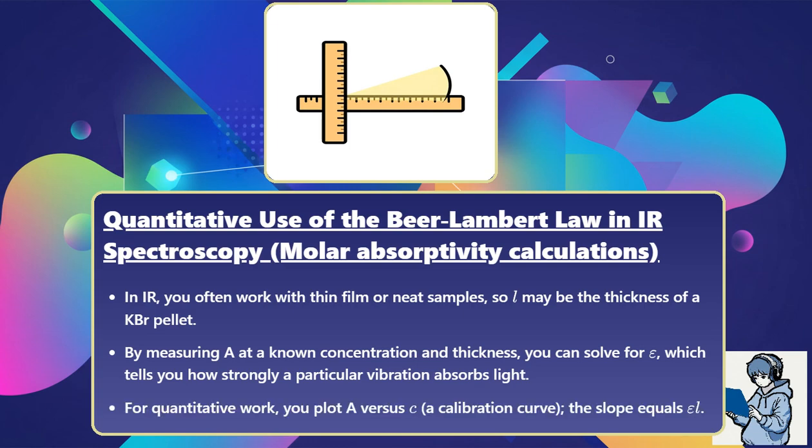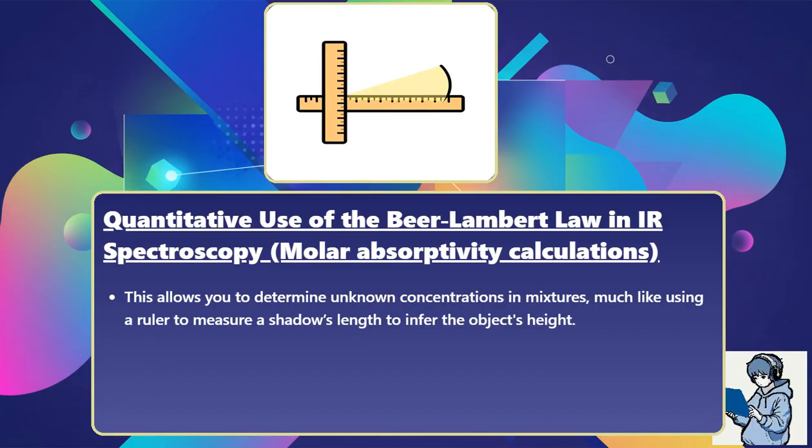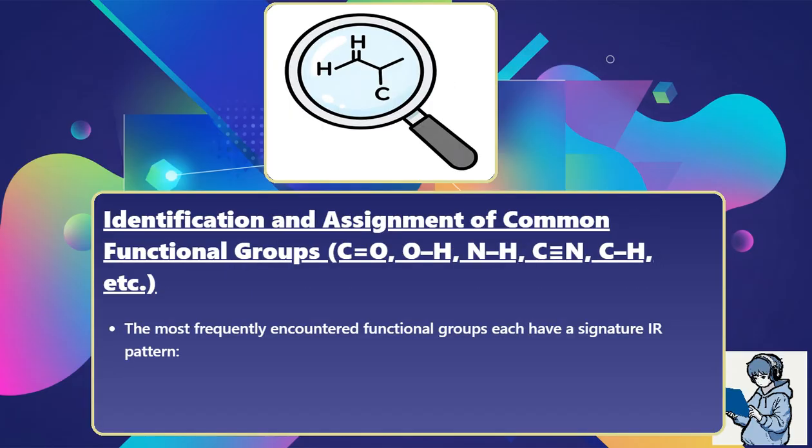For quantitative work, you plot A versus C, a calibration curve. The slope equals ε. This allows you to determine unknown concentrations in mixtures, much like using a ruler to measure a shadow's length to infer the object's height. The most frequently encountered functional groups each have a signature IR pattern.